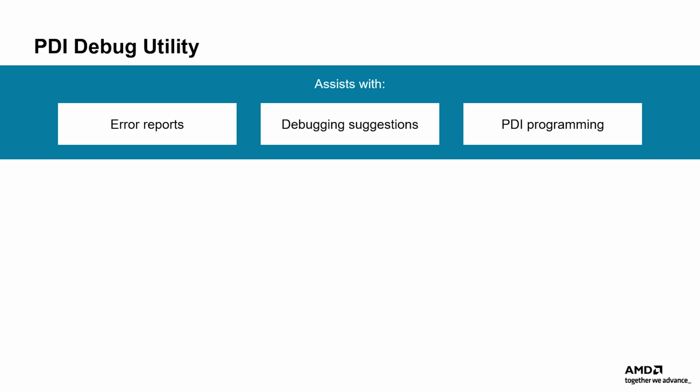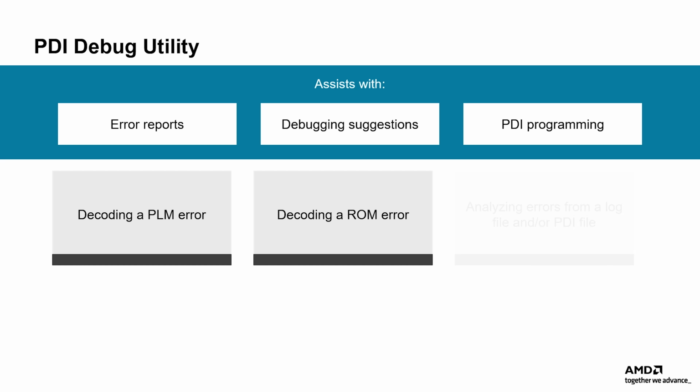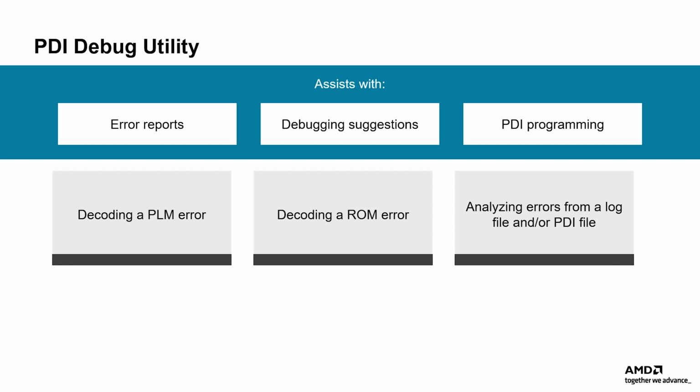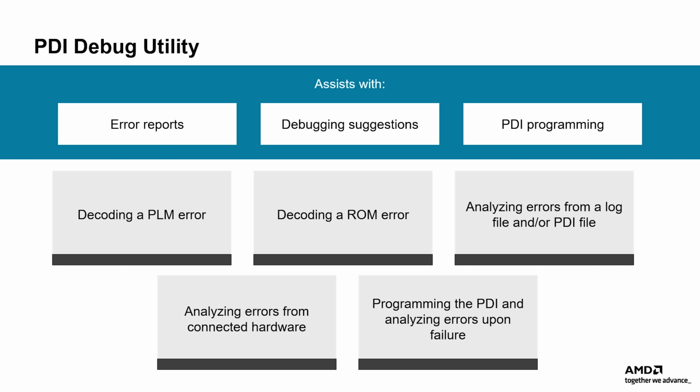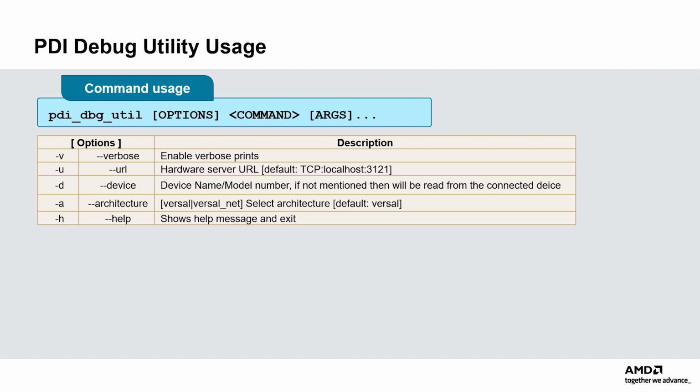Some use cases for the PDI Debug utility include decoding a PLM error, decoding a ROM error, analyzing errors from a log file with or without a PDI file, analyzing errors from the connected hardware, programming the PDI, and analyzing errors upon failure. Here's the general syntax for using the PDI debug util commands.